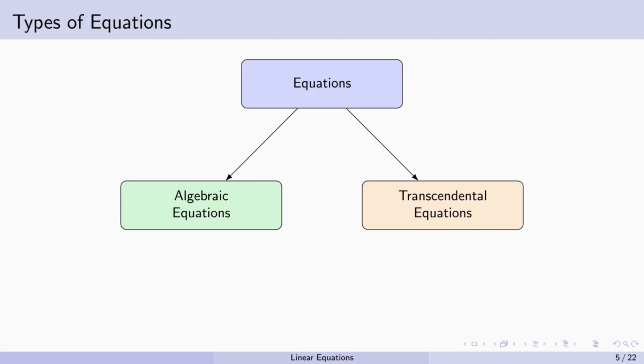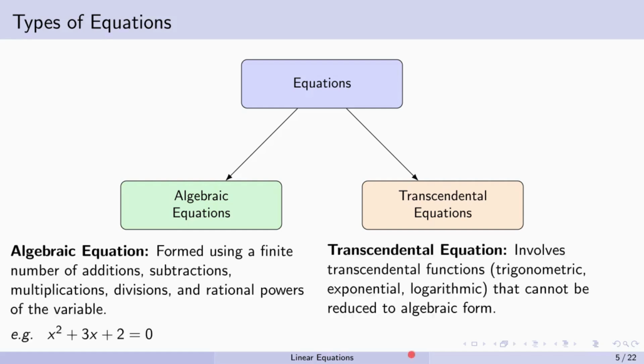At the very top, we have equations in general. They split into two major branches. First is algebraic equations. These are built using ordinary operations like addition, subtraction, multiplication, division, and roots or powers of the variable. The second one is what we call transcendental equations. These involve things like sine, cosine, exponentials, or logarithms, functions that go beyond basic algebra. A transcendental equation is also known as a non-algebraic equation.